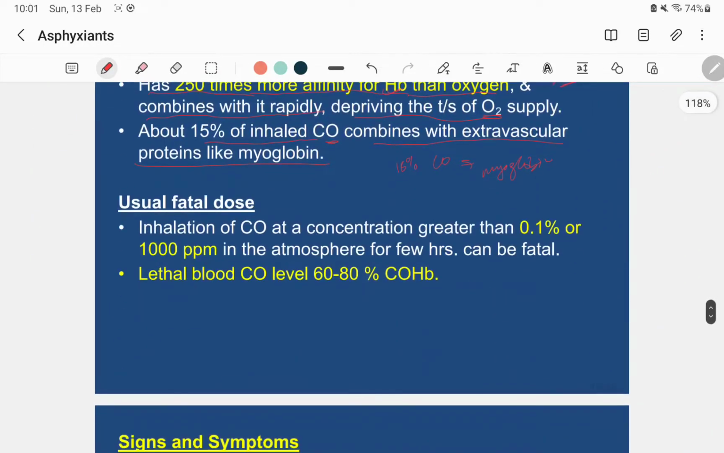And then what is the usual fatal dose? The inhalation of carbon monoxide at a concentration of greater than 0.1%. In cyanide it was 0.1 ml, right?